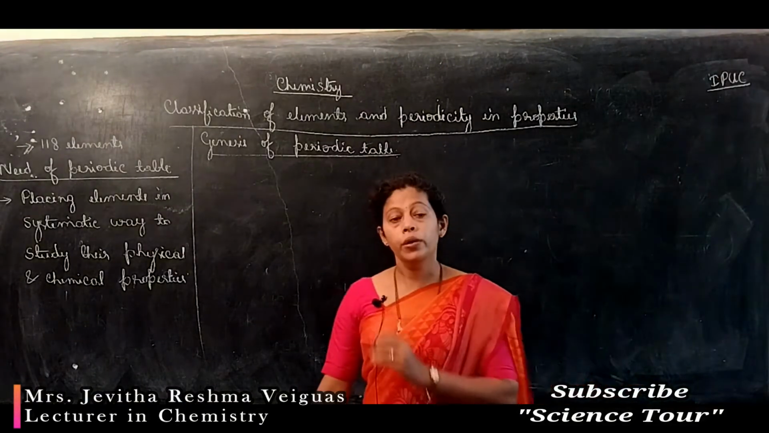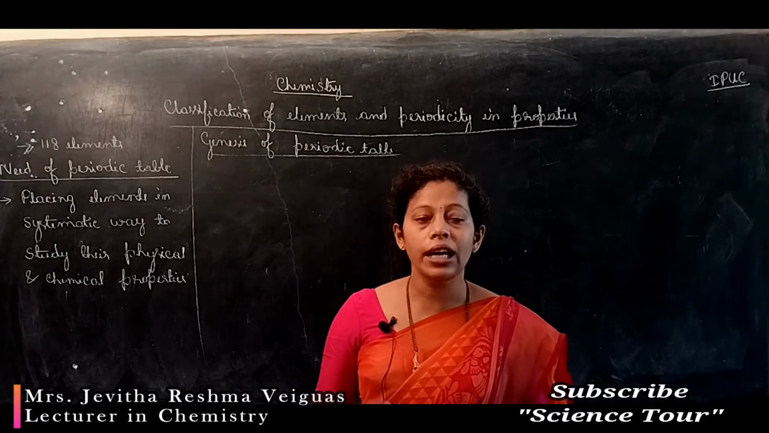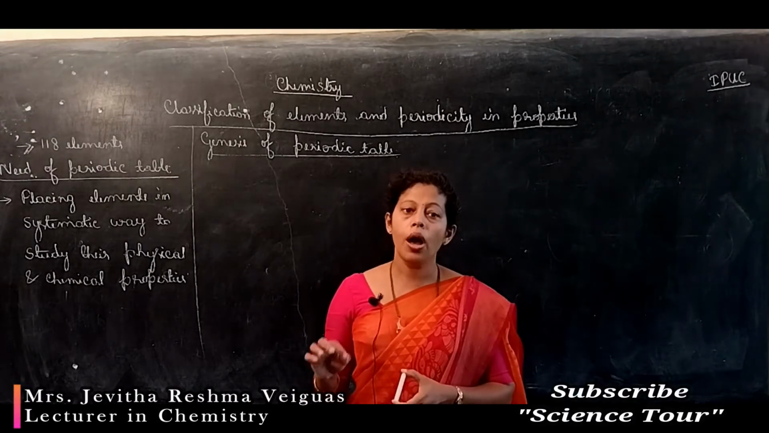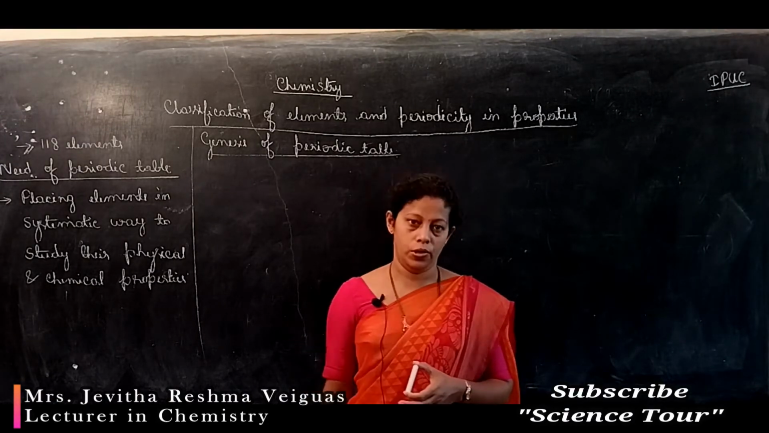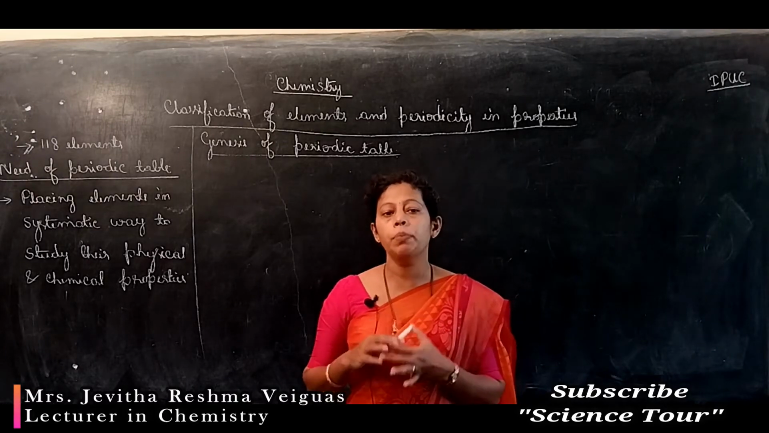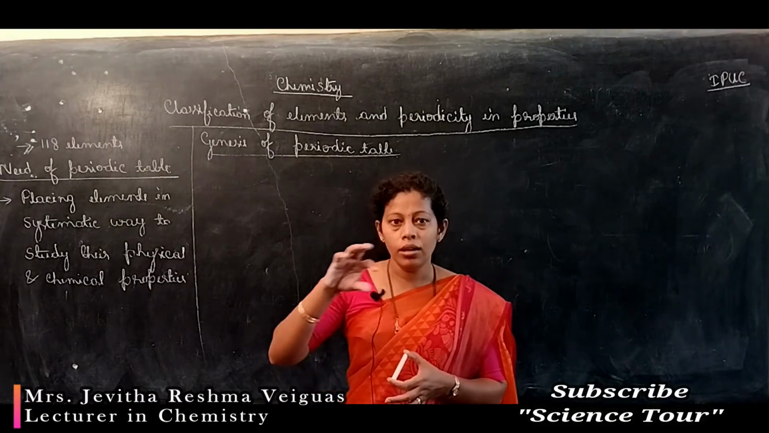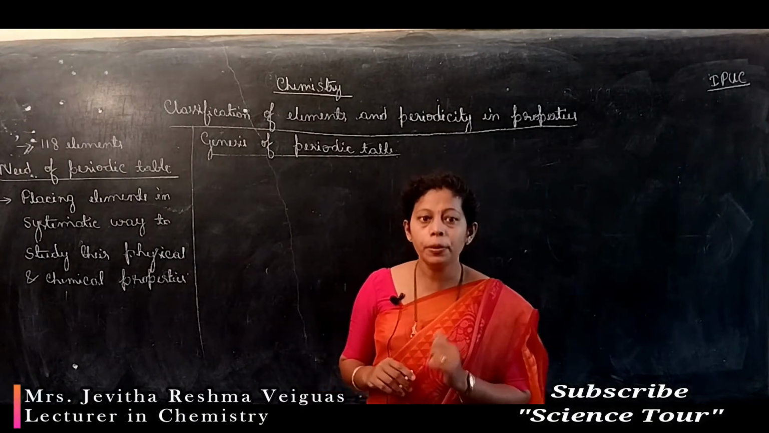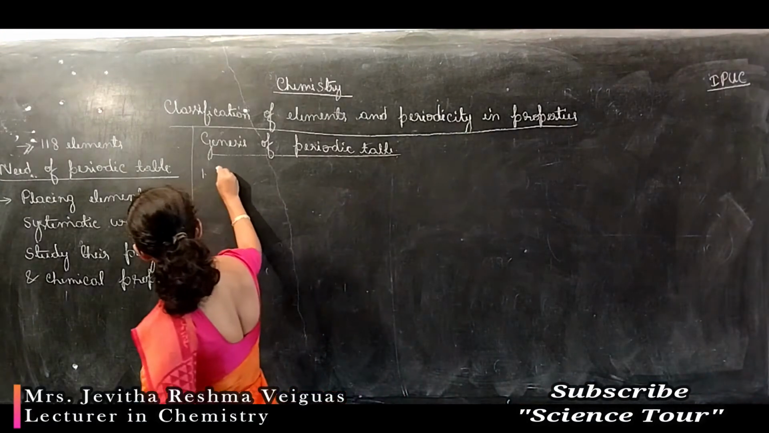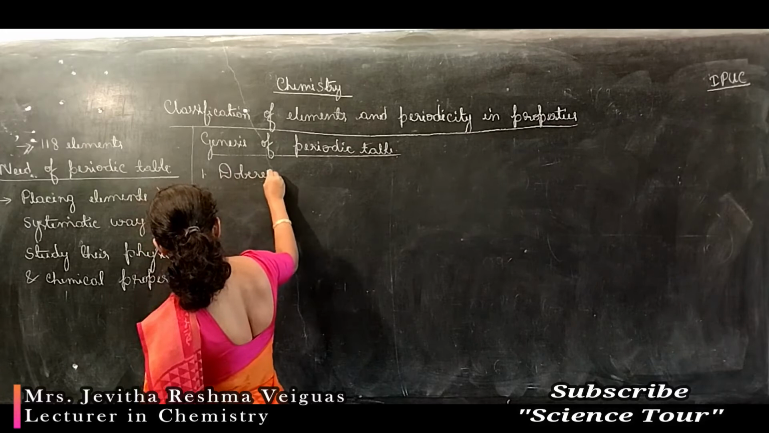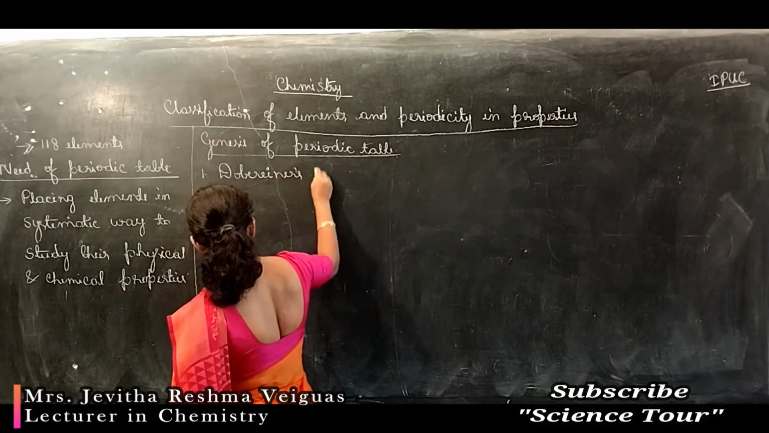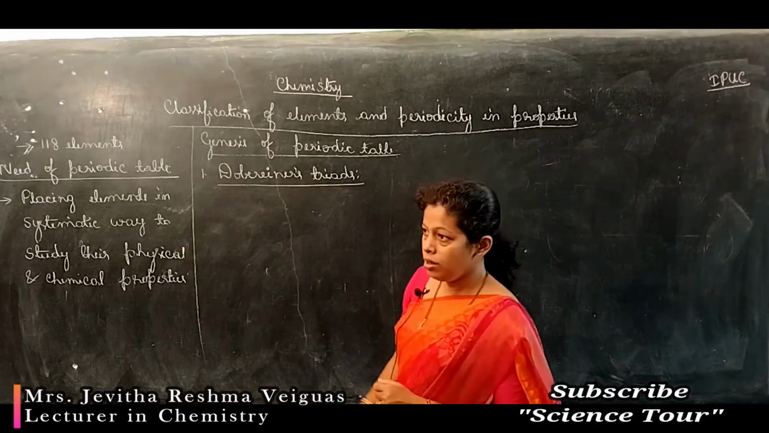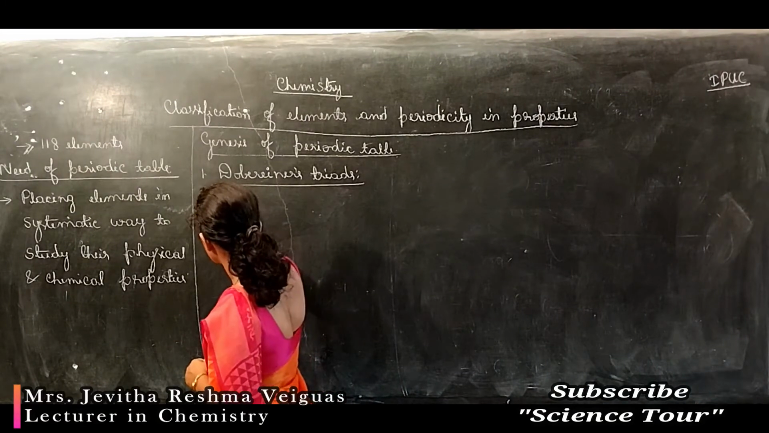The first one who worked to classify the elements in a systematic way is Johann Dobereiner. Johann Dobereiner placed 3 elements which have similarity in properties in the increasing order of their atomic weights, and that periodic table is called Dobereiner's triad. So now we are studying Dobereiner's triad. This Dobereiner's triad is given by scientist Johann Dobereiner.